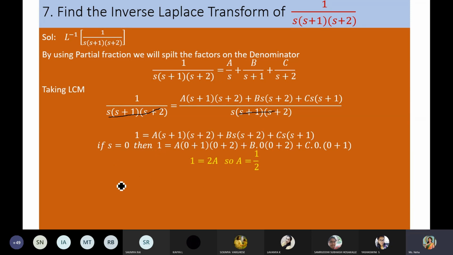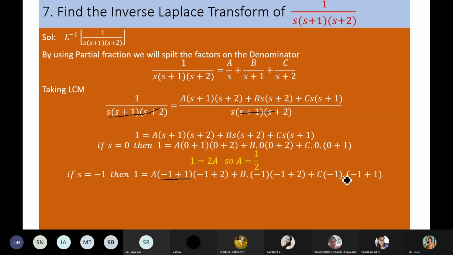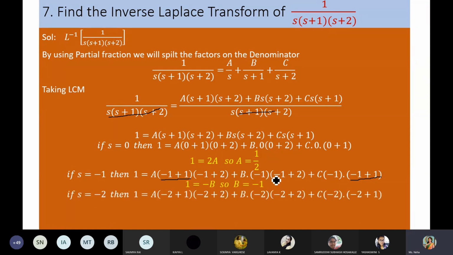Next value you can take as minus 1. Since you have s plus 1, if you take minus 1, then plus 1 minus 1 will be 0. So next I am taking s equals minus 1. Substitute the values. This term will give you 0, this term will give you 0, and only the b value you will get. So your b value will be minus 1.